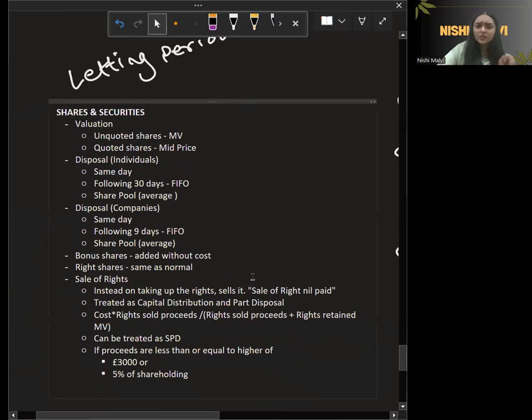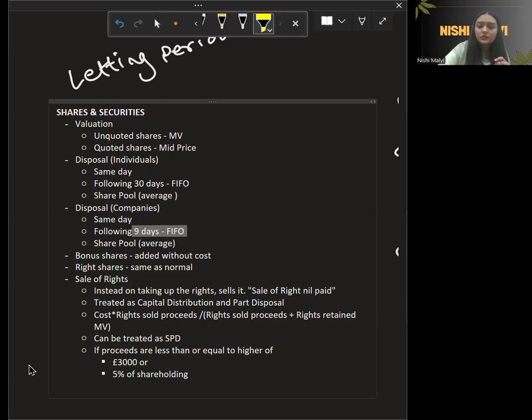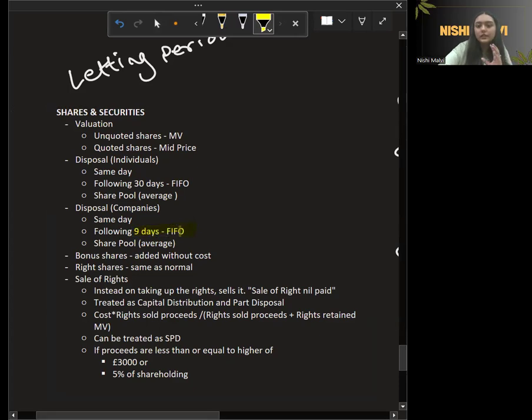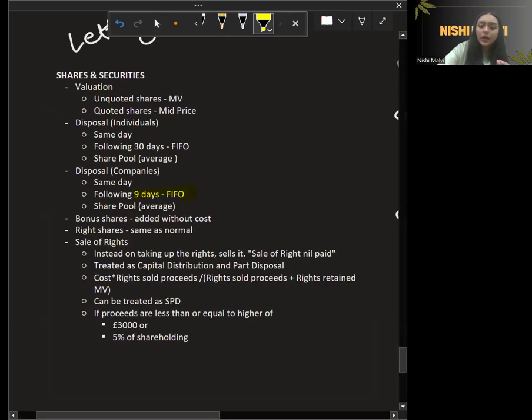Now there's a slight difference for companies, for the corporation tax part. Whenever you do it for companies, there's only a slight difference. Same day purchase will be deducted the same way, followed by the following 9 days. Here it is 9 days instead of 30 days. Okay. And the share pool will work in a similar way. Okay. Now, you have bonus shares.